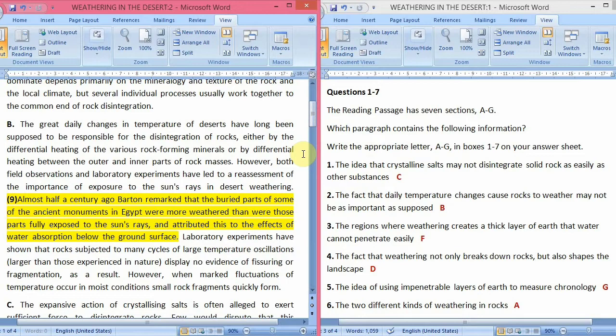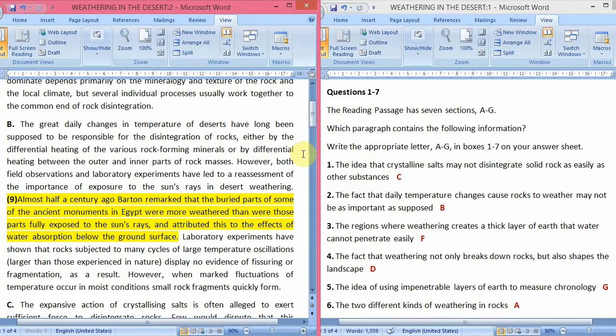Now if we see which parts of those monuments were more weathered, more disintegrated, they are saying that the parts which were below the ground, which means those parts which were not exposed to the sun's rays, which did not matter whatever the daily changes might be, they were not affected by those changes. Those parts which were buried, below the ground, were more weathered than those parts which were above the ground, which were exposed to the sun's rays.